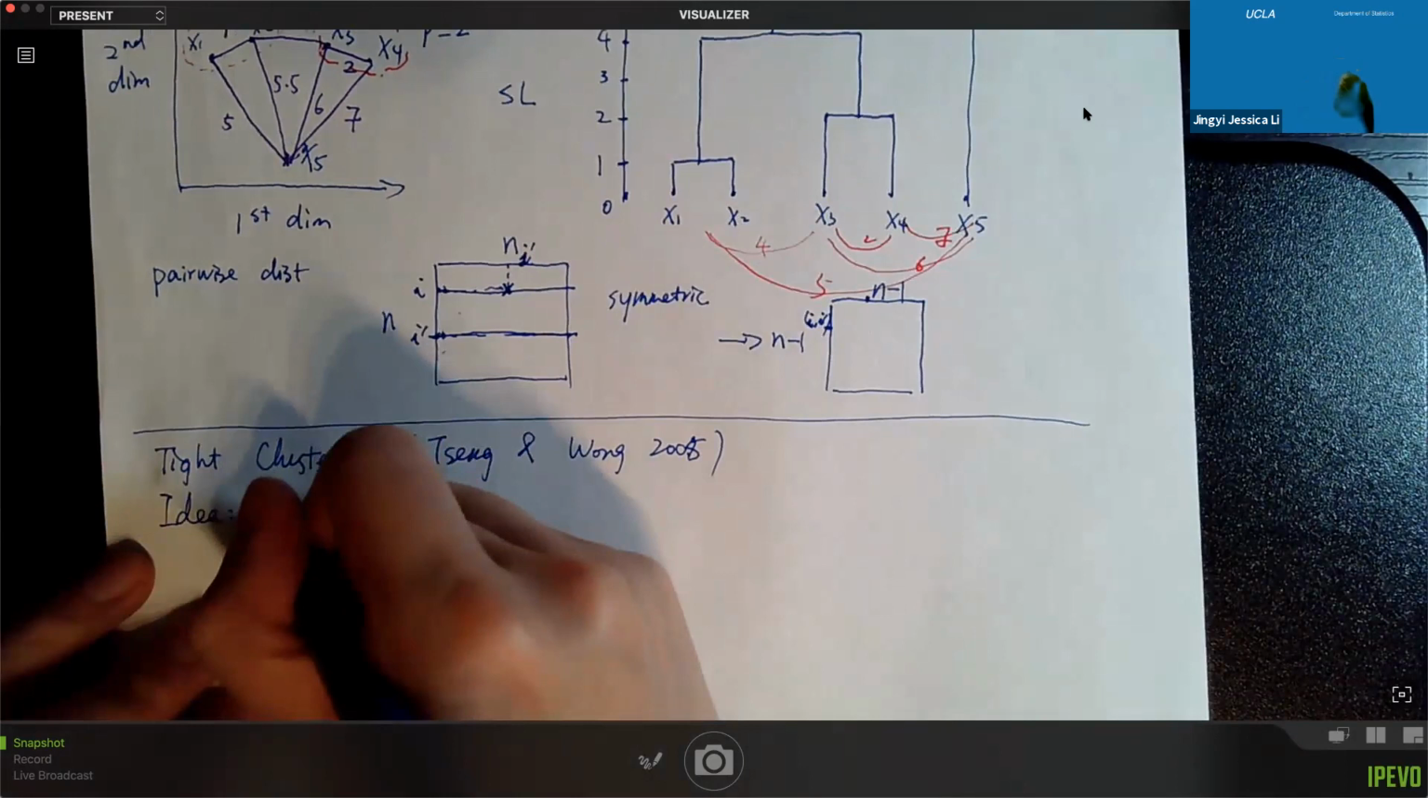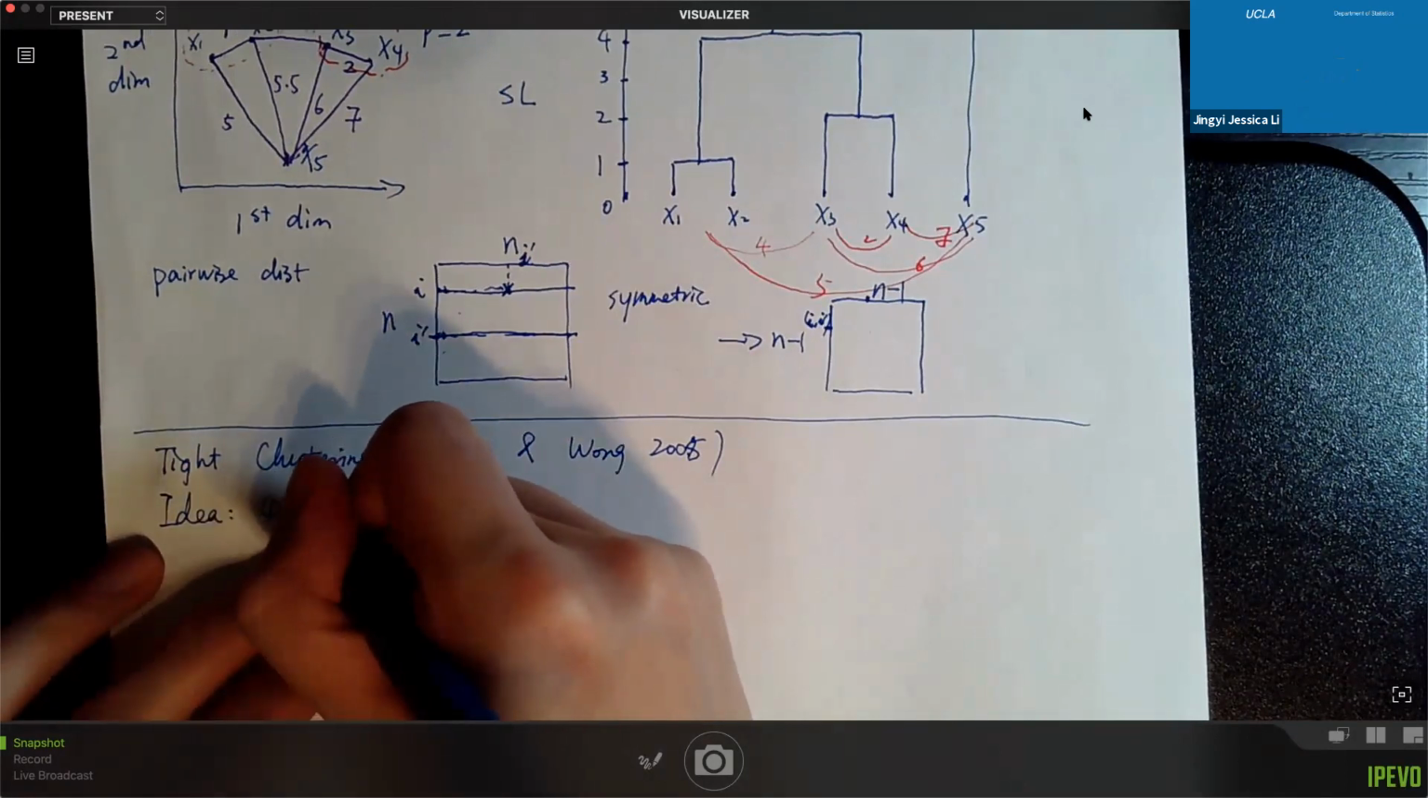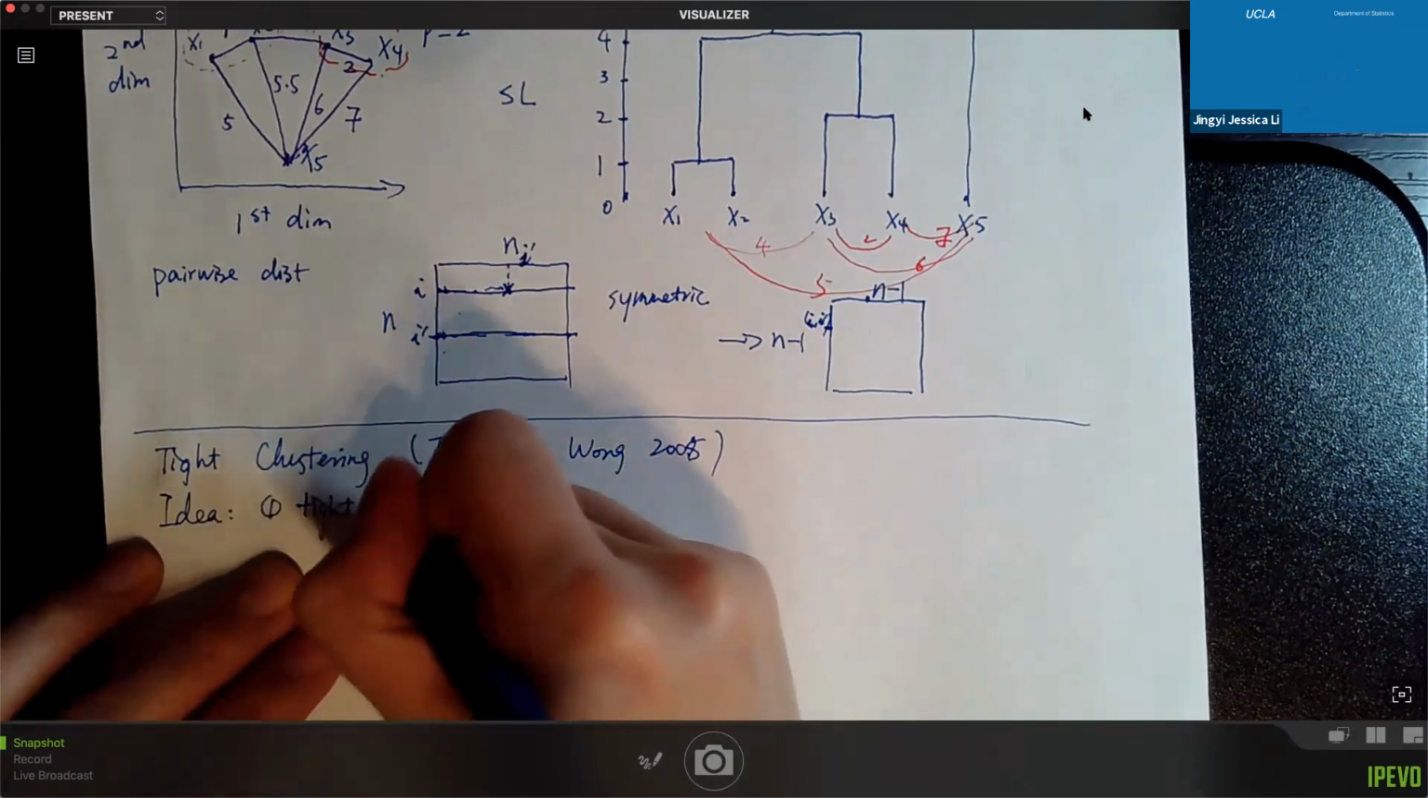First of all, we want to find tight clusters only.